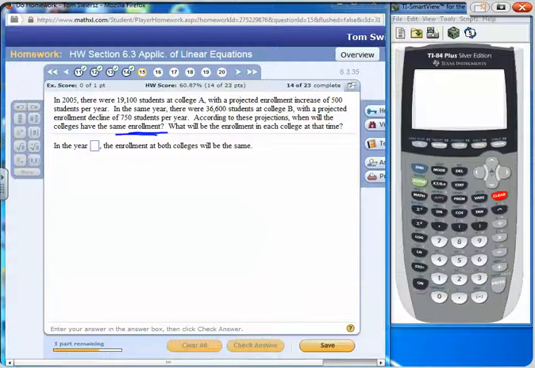Okay, so when will the number of students at College A equal the number of students in College B? Well, how many students are in College A right now? 19,100. And the enrollment increase is 500 students per year. Now, we don't know how many years, so that's our variable. X will represent the number of years.